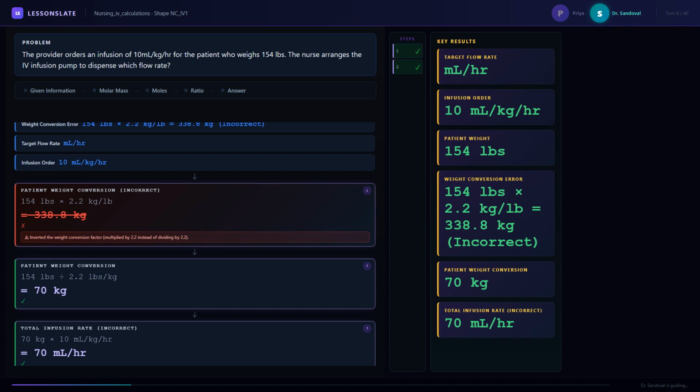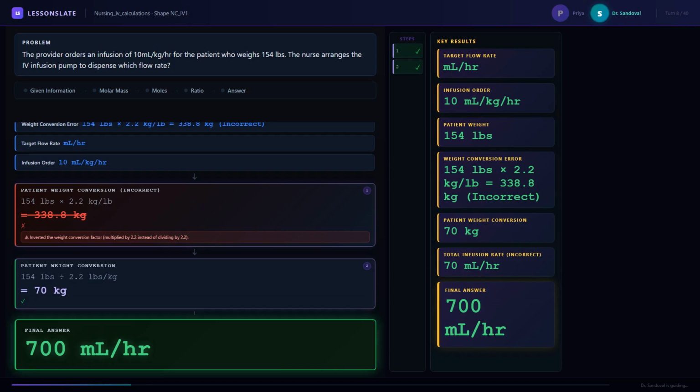Yes, that's exactly right, Priya. You've correctly calculated the total infusion volume needed per hour. You took the patient's weight of 70 kilograms and multiplied it by the ordered rate of 10 milliliters per kilogram per hour, giving you 700 milliliters per hour. Since the question asks for the flow rate the nurse should set the IV pump to, and pumps typically dispense in milliliters per hour, 700 milliliters per hour is your final answer.